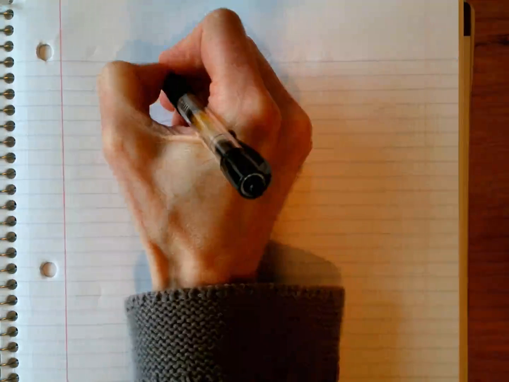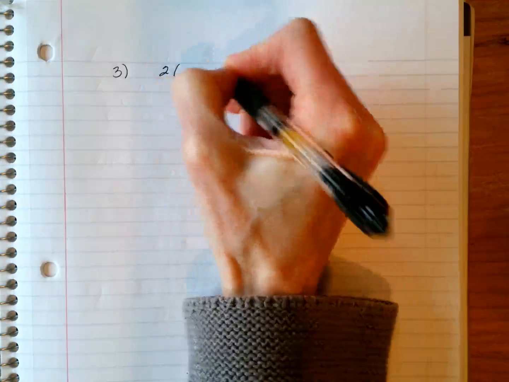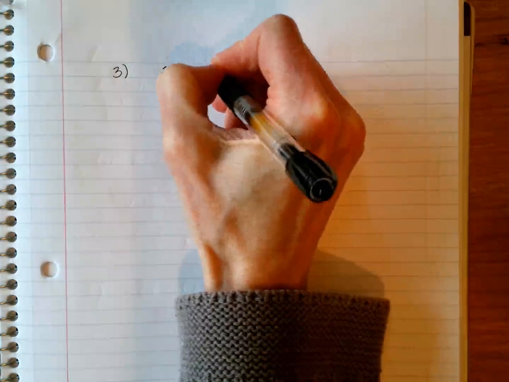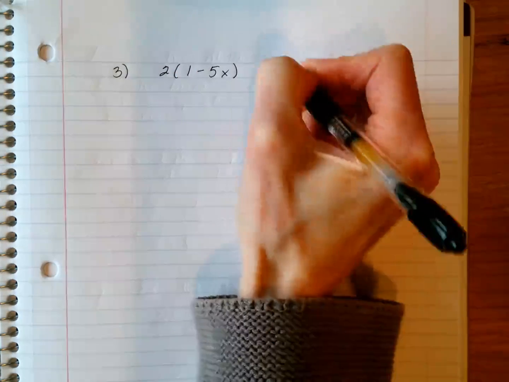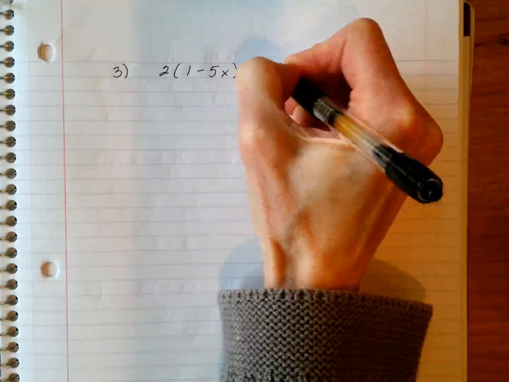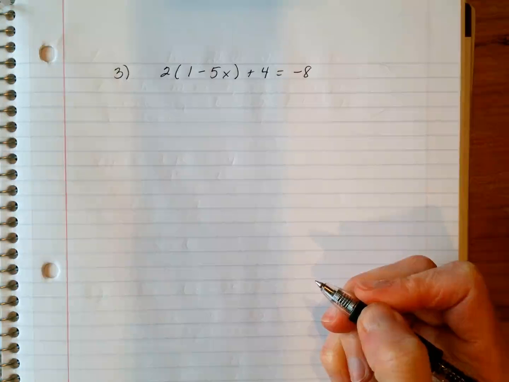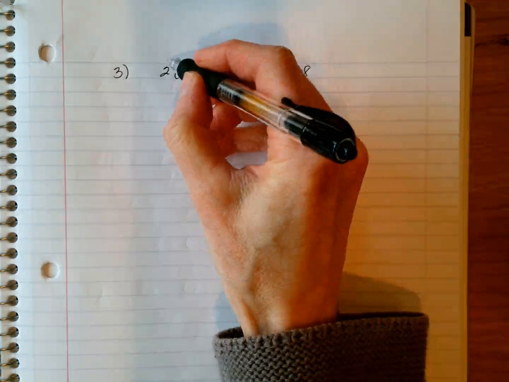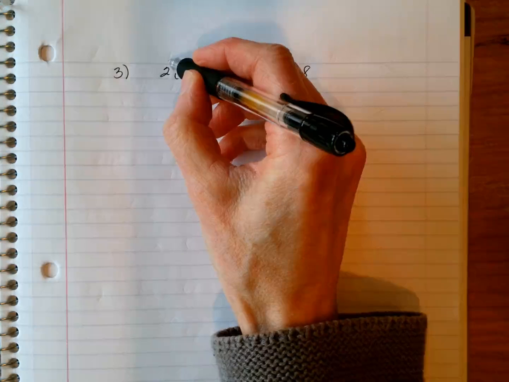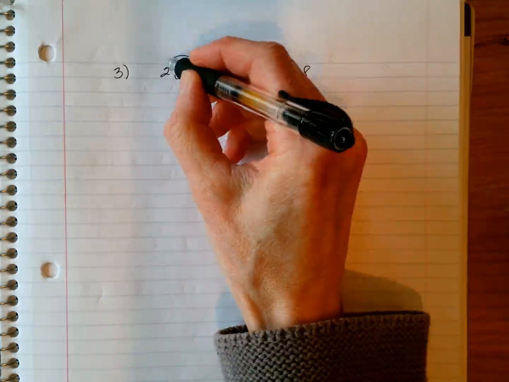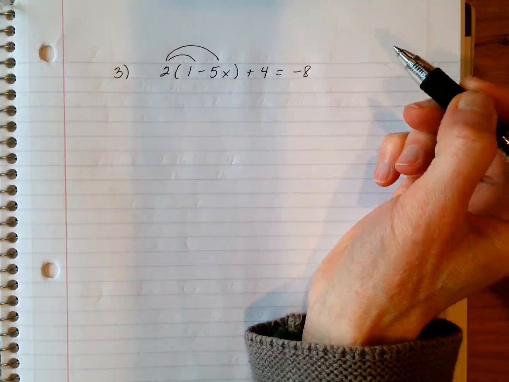All right, third example is using the distributive property to solve an equation. We are going to solve with a 2 on the outside of the parentheses, and the rest of the equation is 1 minus 5x plus 4 equals negative 8. In this case, I need to take the value of this 2 and distribute it through to the 1 and through to the 5x.